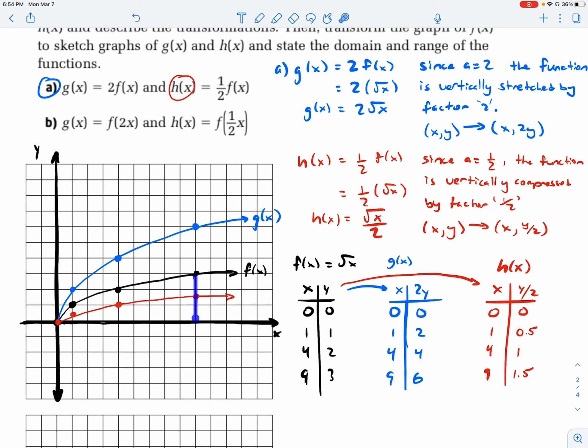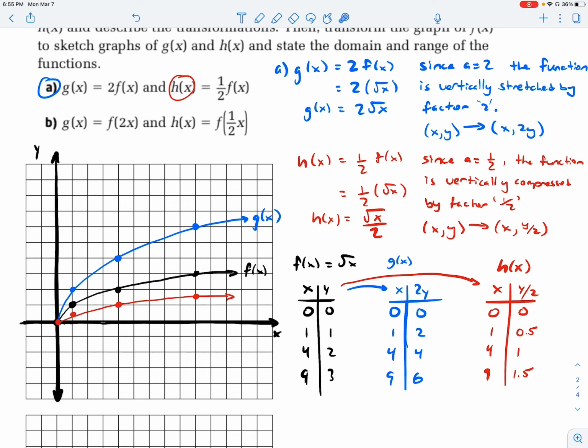Okay, so this distance of 3 is now only a distance of 1.5. This distance of 2 is now only a distance of 1. So it's like we apply a scale factor to our distance from the x-axis. Whatever our distance is from the x-axis, we multiply that by a scale factor. So if a is 2, it doubles, and we get this. If a is small, then it shrinks, and then we get this. Okay, so that is our first example A, showing what happens if A is greater than 1, and what happens if A is between 0 and 1.